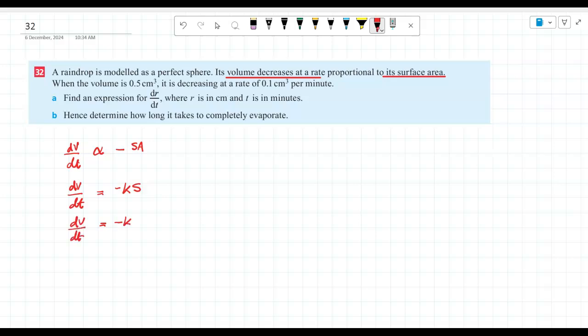Now what is the surface area? Because you want an expression for dr by dt. The surface area of a sphere is 4 pi r square, correct? Find an expression for dr by dt, where r is in centimeters and t is time in minutes. So you want to find out dr by dt.